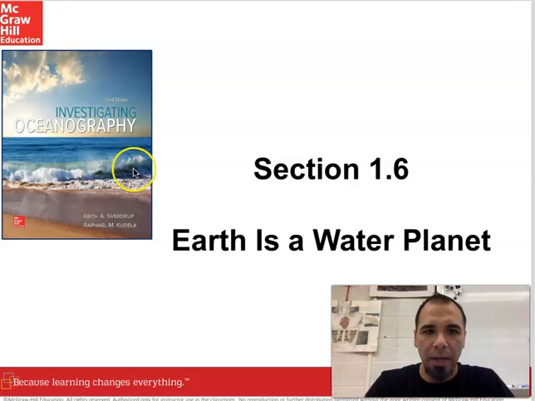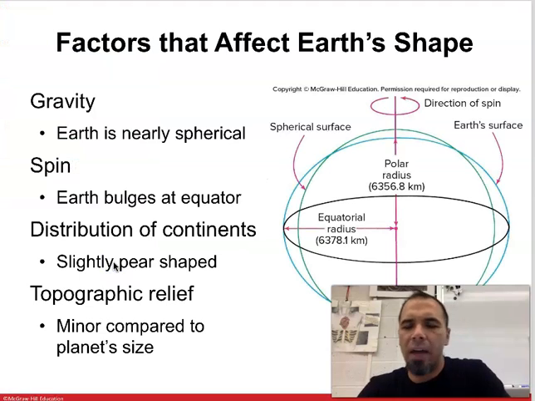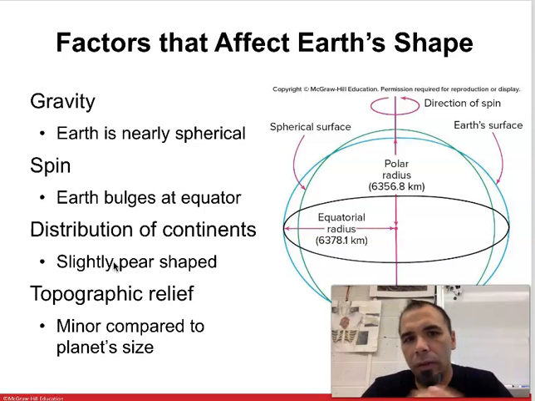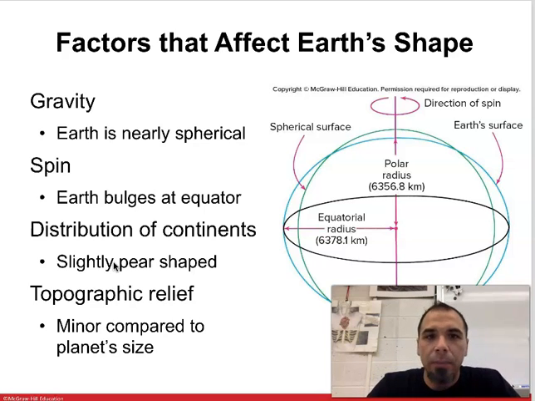So anyways, water planet. When we talk about water as a planet, we need to talk about the planet. Some factors that affect the shape of the Earth. We do talk about gravity. And gravity is why Earth is nearly spherical. So it's not a perfect circle, maybe what you had to draw in elementary school.